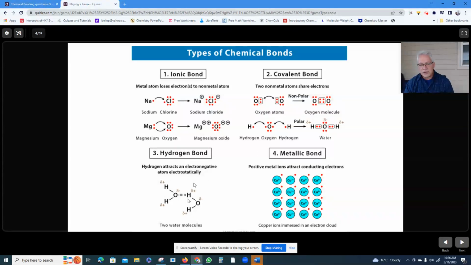Again, hydrogen bond is not the type of bond that you will find in many compounds. As I said before, hydrogen and oxygen, hydrogen and nitrogen, and hydrogen and fluorine, which are the elements that have a high electronegativity.